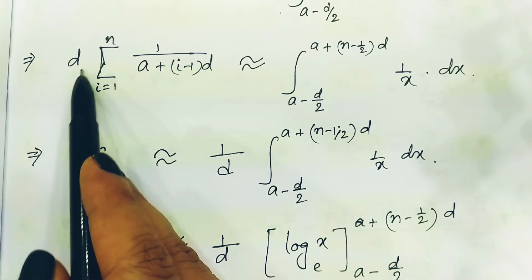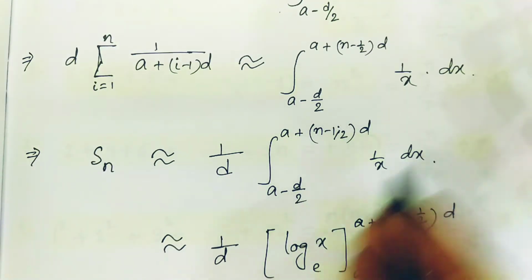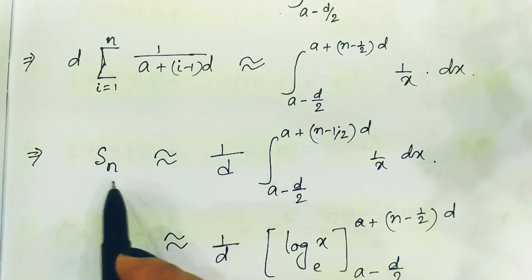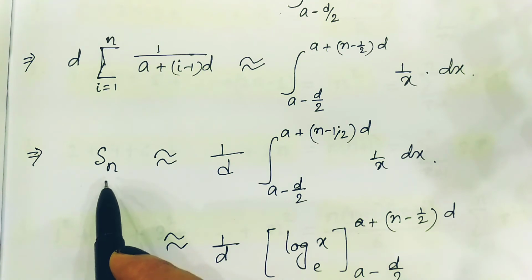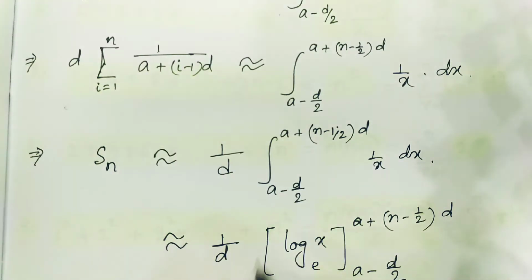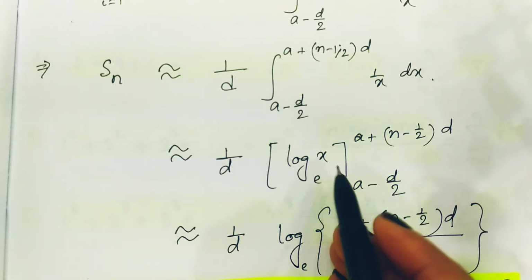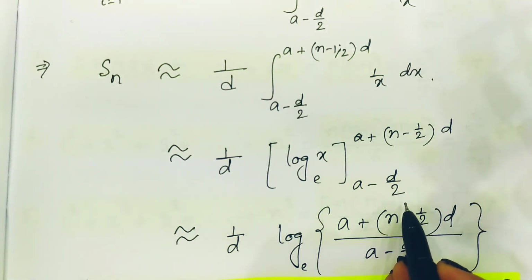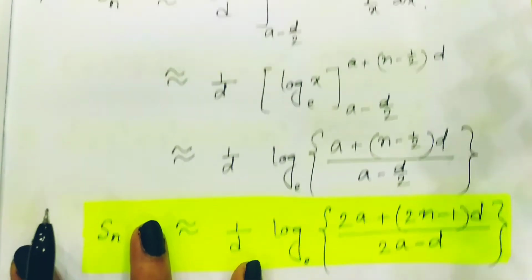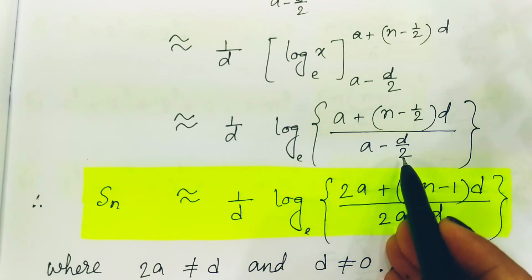Here we take d common because d is independent of n. Now that one is approximately equal to this part. The entire summation part, except d, is our required value of Sn. So Sn is approximately equal to 1 upon d, taking this d here, times the integration of 1 upon x, which is log x, ranging from a minus d by 2 to a plus n minus 1 by 2 into d. If we substitute these two values, we will find log of a plus n minus 1 by 2 into d divided by a minus d by 2.